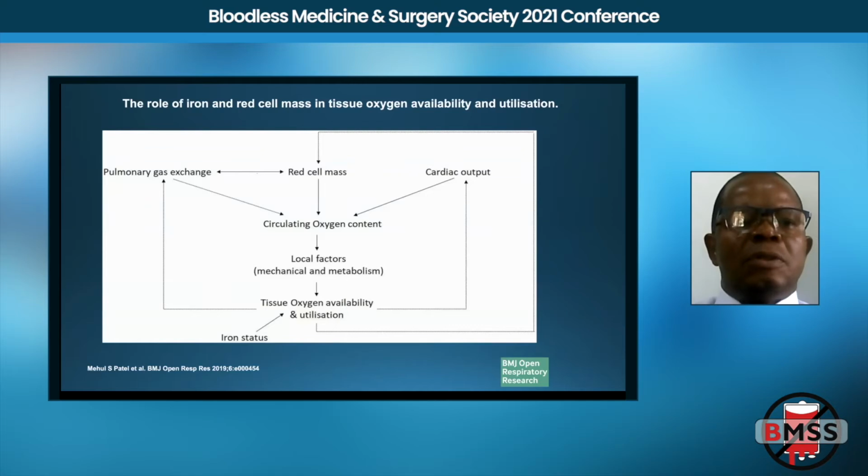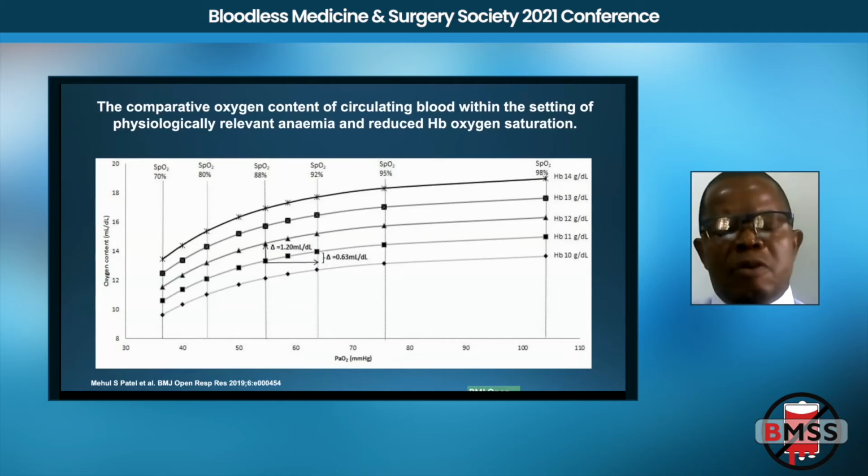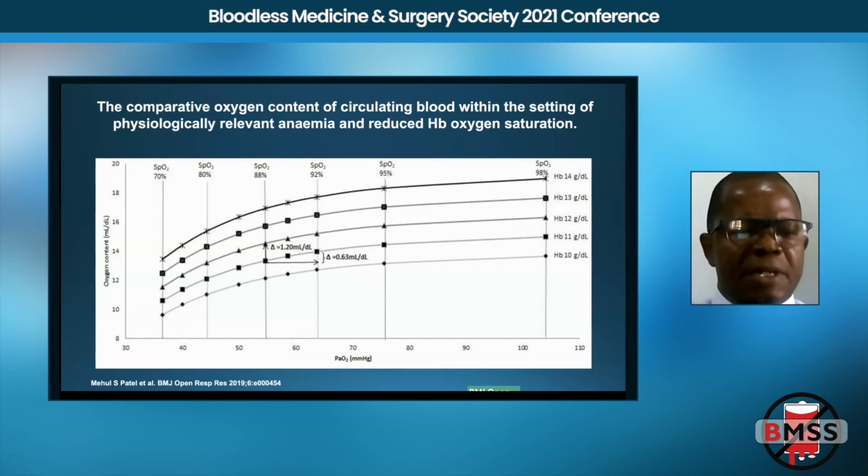So, like in heart failure patients, iron has been implicated in patients with heart failure and gas exchange. And added iron has been found to improve clinical outcome. Next slide. You can see increasing hemoglobin by just 1 gram makes a lot of difference in oxygen concentration in this work that was done by Patel and co. Next slide.